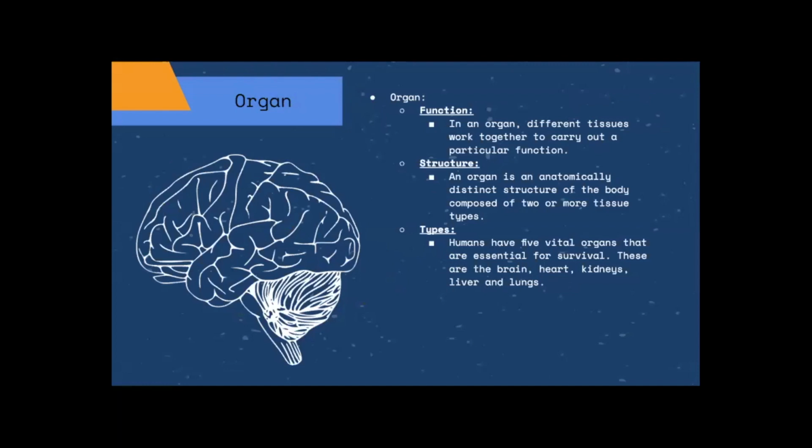Next, we have organs. Organs are basically different types of tissues that work together to carry out a particular function. The structure of an organ is an anatomically distinct structure of the body composed of two or more tissue types. There are many types of organs in the body, but we have 5 vital organs that we're going to talk about later. These are essential for survival.